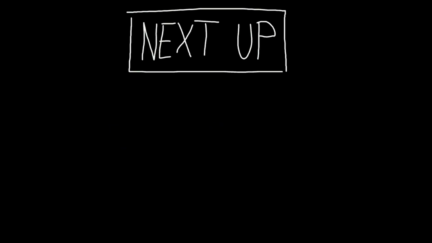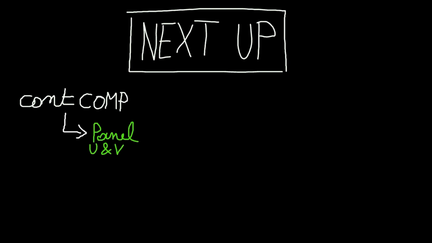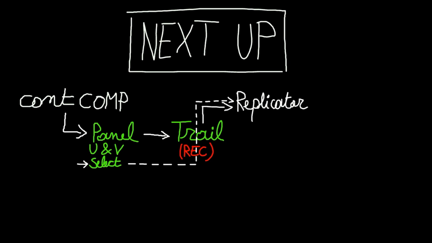In the next tutorial, we first start off by adding a container COMP, so that inside we can add a panel CHOP in order to record or obtain the UV coordinates, which we can record inside of a trail CHOP. Next, we add a select channel to drive the replication of a trail CHOP, so that each new line can have its own recording of position data.